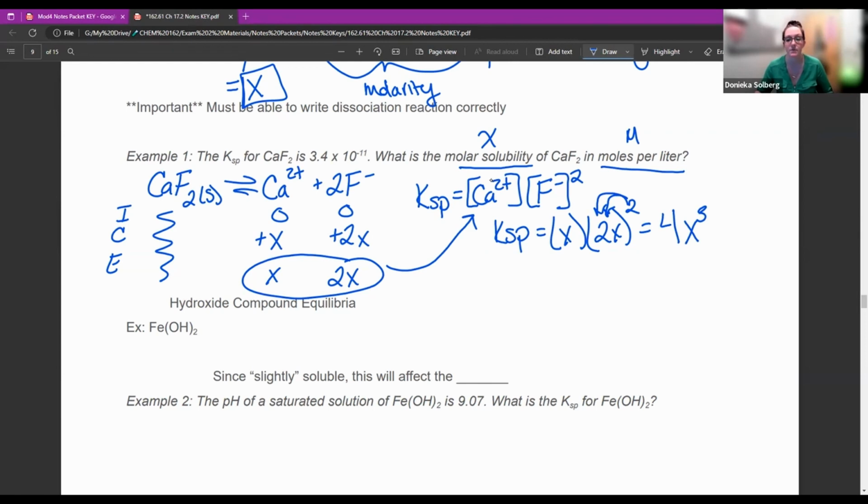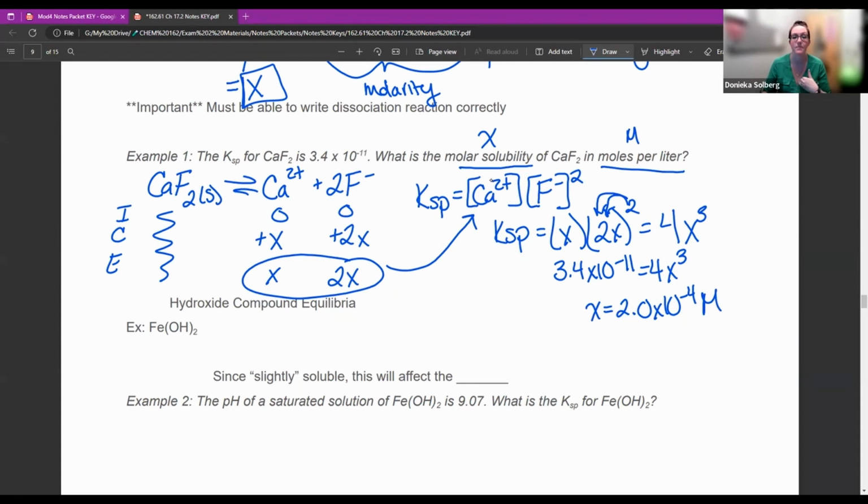Well, I have the KSP, so it's really 3.4 times 10 to the negative 11th equals 4X cubed. And this is pretty easy to solve for X, right? Just divide by 4 and then take it to the 1/3 power. And you would get, in this case, that X is 2.0 times 10 to the negative 4th. And that is a molarity.